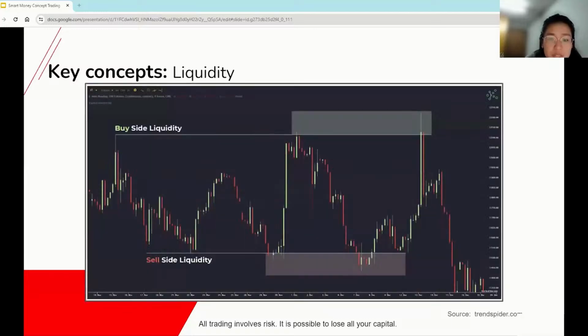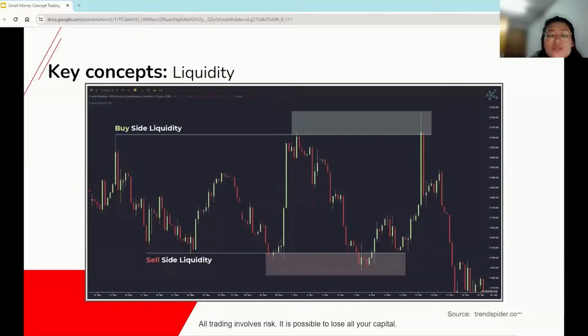Okay, so let me show you an example here. You can see your buy side liquidity is basically the area where there are two swing highs. Sell side liquidity will just be where there are two swing lows. Now, smart money players will understand the nature of this concept of liquidity, and they will accumulate or distribute positions near levels where many stops reside. What I mean by that is where there are many swing highs or swing lows, basically.